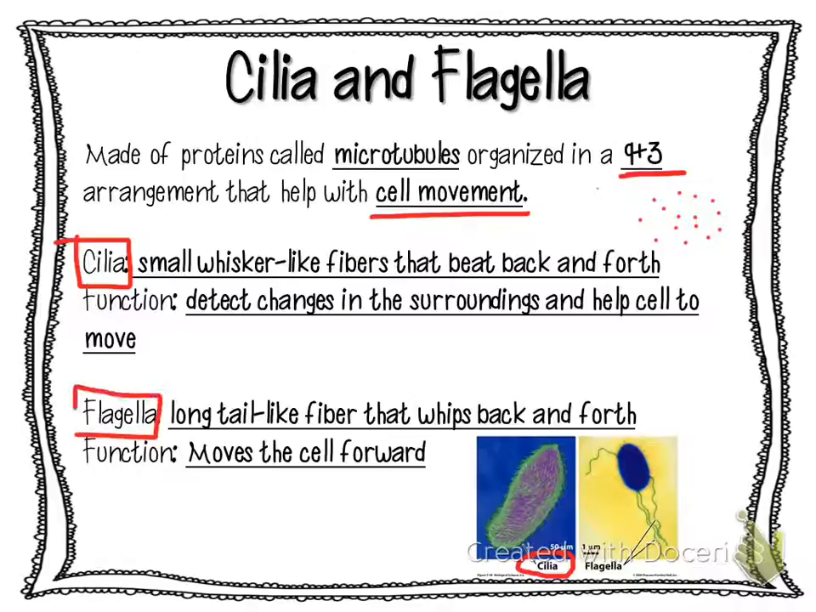Flagella are these long whip-like tails that come out from the cell. Okay, these are going to whip back and forth and allow the cell to move. In humans and animals, we have only one type of cell that has a flagella, and that is a sperm cell. Okay, it allows that sperm cell to move where it needs to move. So the function of the flagella is to move the cell forward.